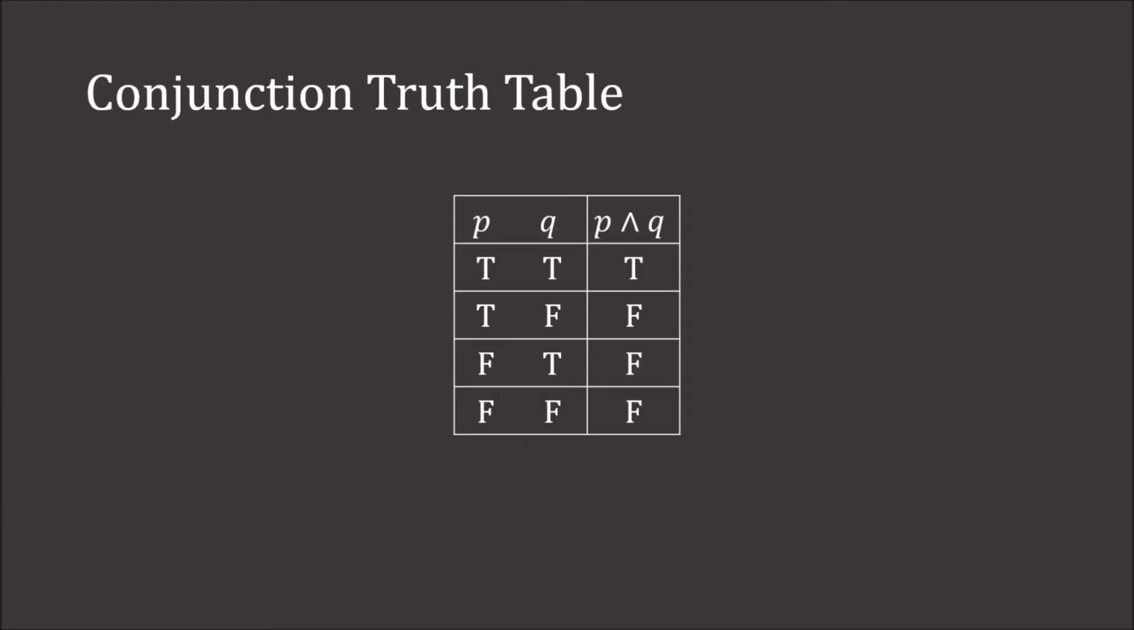Looking at conjunction, now this involves two statements. So if p is true and q is true, then the conjunction is true. If p is true but q is false, the conjunction is false. If p is false and q is true, the conjunction is false. If both p and q are false, the conjunction is also false. So the conjunction is true only when both statements are true.